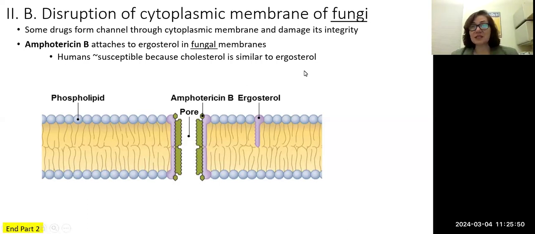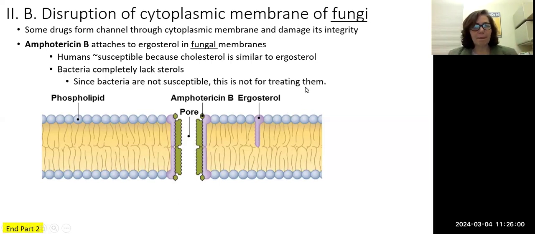So that's amphotericin B. There are some other medications that also target the ergosterol structure, but in a slightly different way. Oh, sorry. Let me make this point too. We've mentioned this before. It has to do with the selective toxicity. Since bacteria don't have sterols in their cell membrane, this medication is completely worthless against bacteria. So it won't treat a bacterial infection.